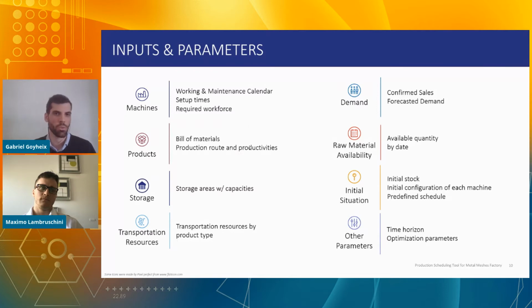Another key aspect we had to take into account is the raw material availability that limits at which point in time you can manufacture certain products. And as this tool can be run at any point in time, it has to be able to capture the system's current situation. That means taking into account the initial stock: what type of products you have available right now, in what quantities, and where they are located. You have to consider what the machines are currently producing, and we also allow the user to input a predefined schedule for certain machines, and that allows them to have more flexibility.